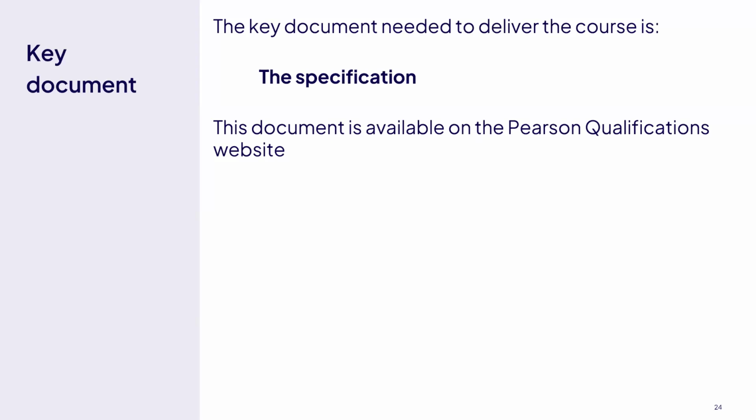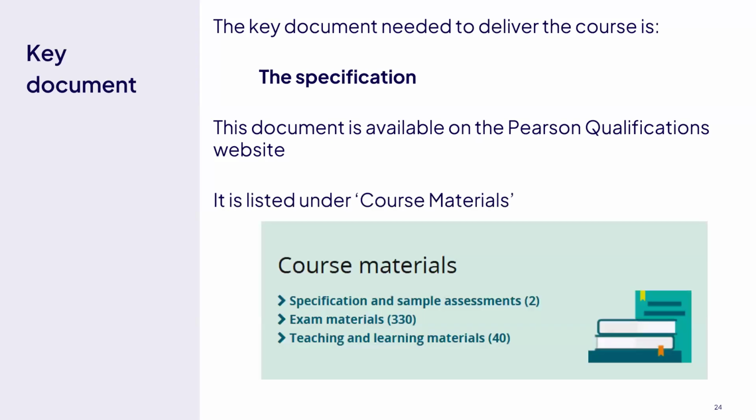So the main document, obviously, is available on the Pearson qualification website under the International Advanced Levels section, and then you go to the subsection chemistry, obviously. Okay, and it's listed under course materials. And you can see three separate things under course materials. You've got the specification and sample assessments, and that's where you'll find the specification. Okay, exam materials and teaching and learning materials, I'll mention these again a little bit later when I'm talking to you about the support that's available to you.